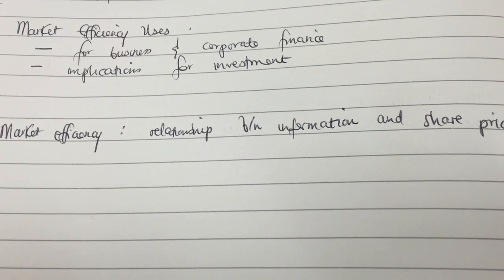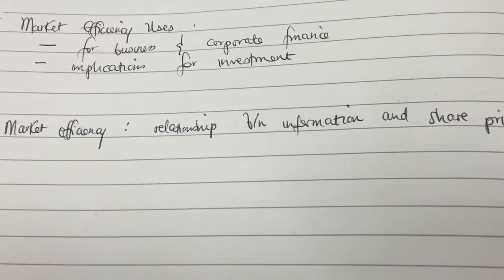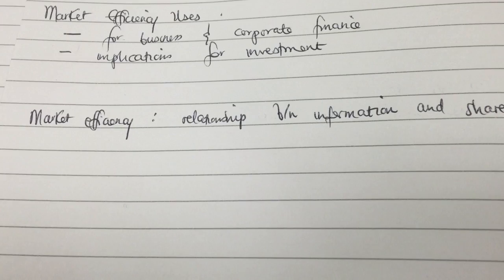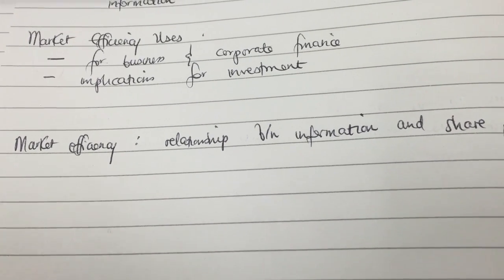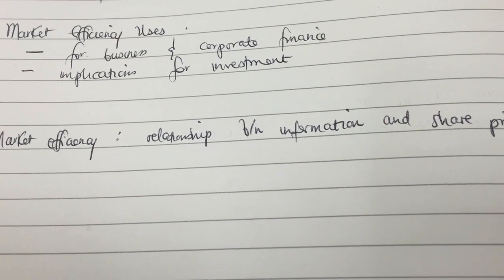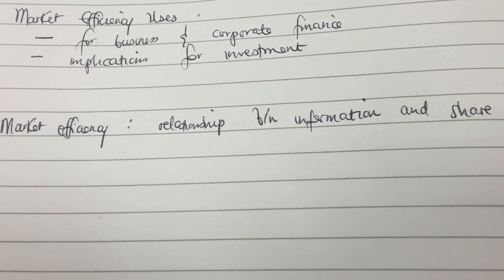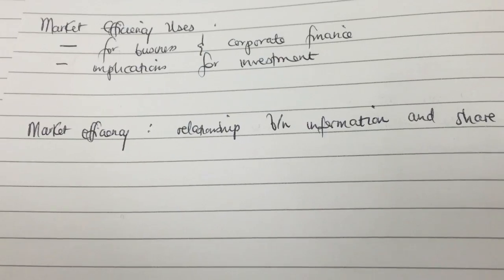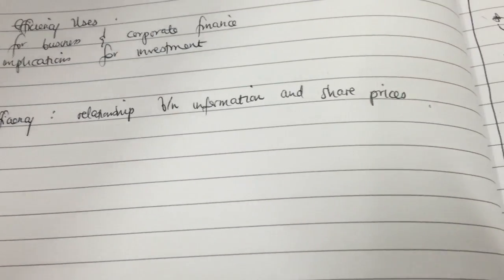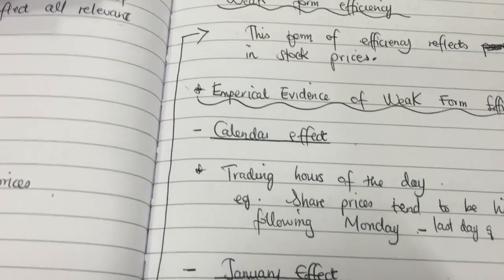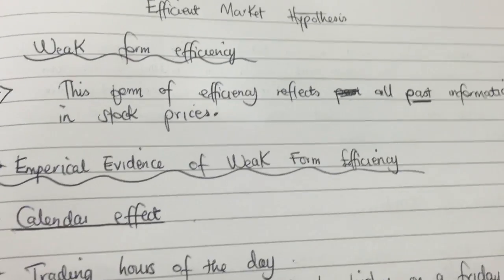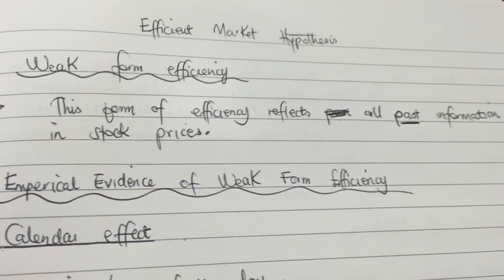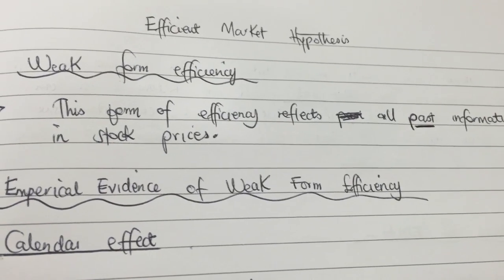market efficiency is important. And for the business as well, by understanding the market efficiencies, they're able to sell and buy stocks so that it makes their shares increase and maximize shareholder wealth. So now we are moving to weak form efficiency. What is the weak form efficiency?